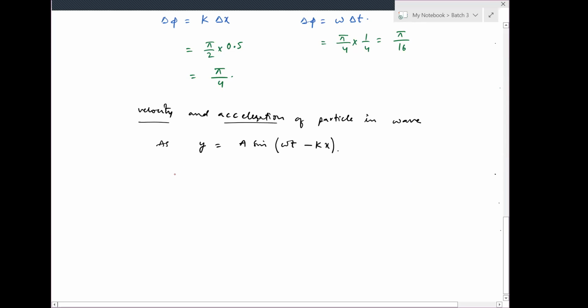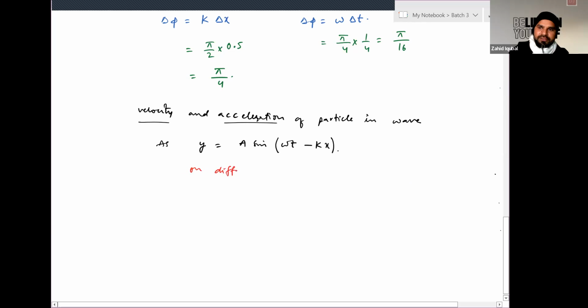On differentiating with respect to time, since we have two different variables, I'm just taking one at a time. So it will be termed partial differentiation, represented by this. This is actual differentiation, and this is partial differentiation.